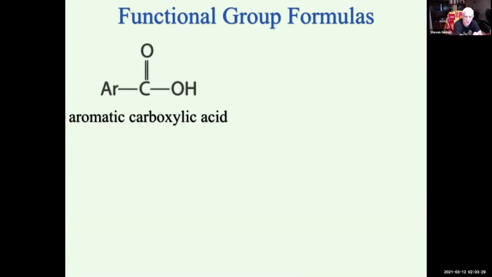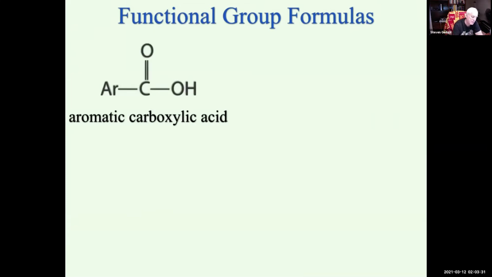Functional groups. We talk about functional groups. We talk about alcohols, aldehydes, ketones, ethers. What else did we talk about? Alkenes, alkynes, all kinds of functional groups. Now we're going to talk about carboxylic acids, and there are different types of carboxylic acids.